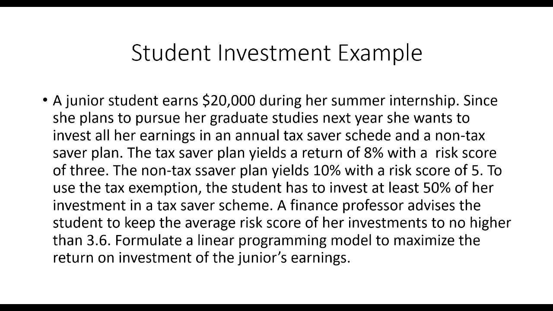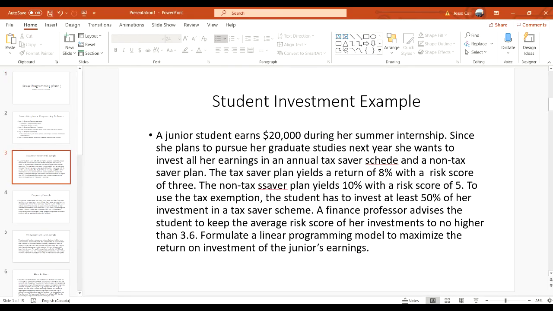To use the tax exemption, the student has to invest at least 50% of her investment in a tax saver scheme. A finance professor advises the student to keep the average risk score of her investments to no higher than 3.6. Formulate a linear programming model to maximize the return on investment of the junior's earnings. So we're going to alter our question here, just so that we're able to see effectively what changes, what highlighted information is key.